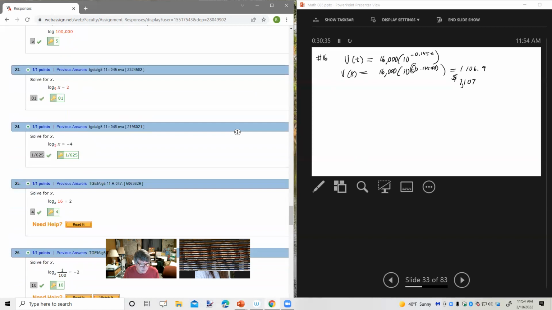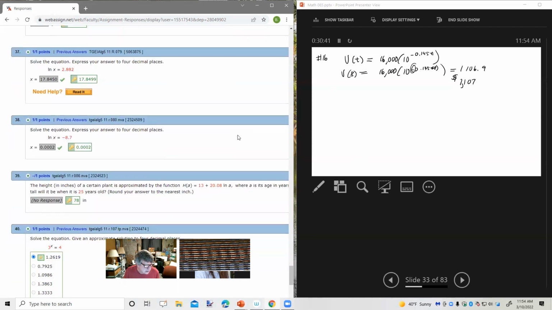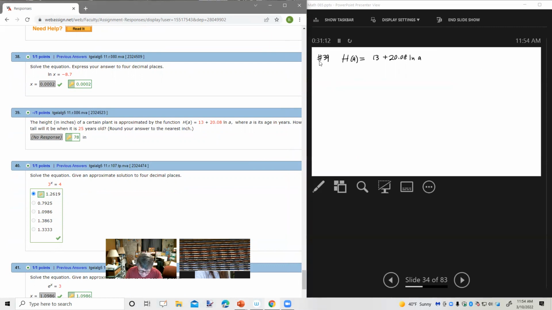All right, let's take a look at number 39. The height in inches of a certain plant is approximated by the function h of a equals 13 plus 20.08 natural log of a, where a is the age in years. How tall will it be in 25 years? So we need h of 25.